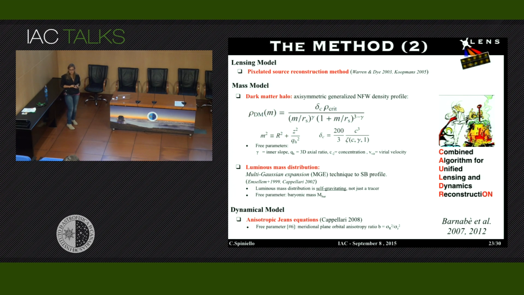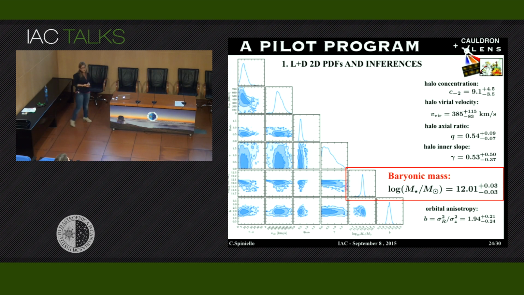So with this model, we can have an estimation, a measurement of the baryonic mass, as well as a lot of parameters about the dark matter halo, concentration, velocity, axis ratio, and so on and so forth. Again, the dark side of this project is made by Matteo Barnabè at DARK in Copenhagen, and two papers are on their way. This is already published in a letter, Barnabè, Spiniello et al. 2013, if I'm not wrong. And that's indeed an example of lensing plus dynamics, 2D probability density functions, and inferences.